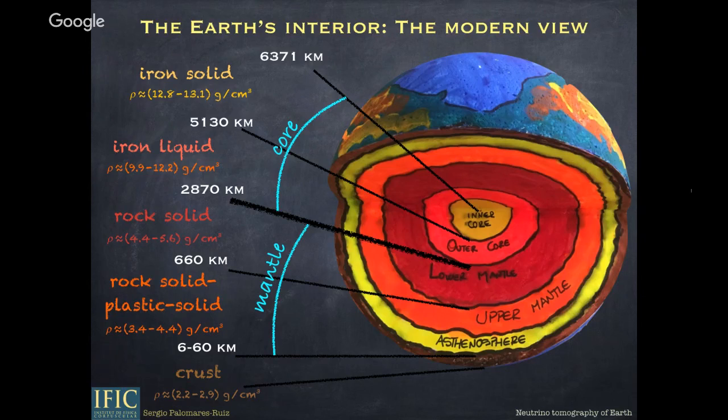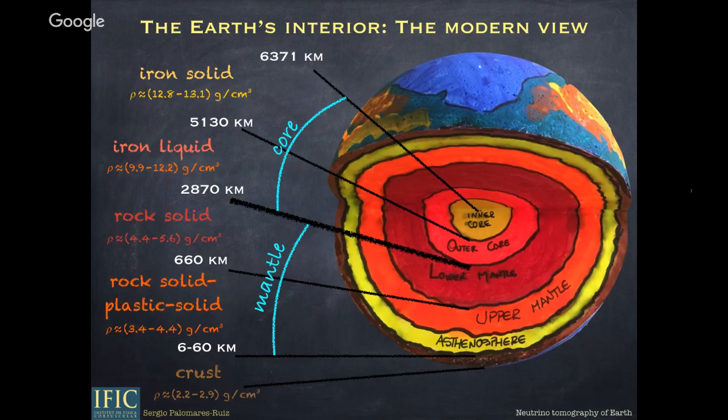Then we have the mantle. We have the lower mantle, which is basically rock solid, and we have the upper mantle with different compositions. Basically, it's rock, but it's solid, plastic, and solid. And then we have the crust, which is just basically the few tens of kilometers below our feet.